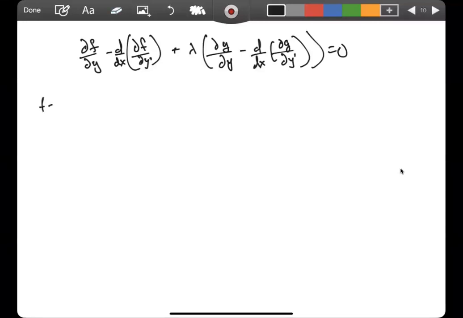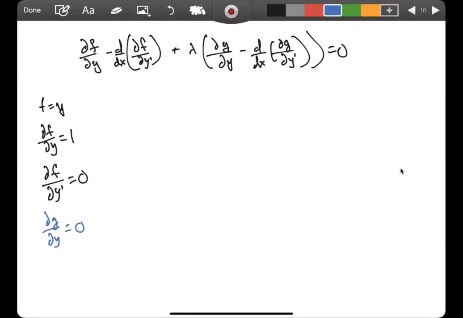We know f is simply equal to y, which means the partial of f with respect to y is equal to 1, but the partial of f with respect to y prime is equal to 0. Simultaneously, for g, we have the partial of g with respect to y equal to 0 because g has no y dependence. And the partial of g with respect to y prime is going to be 1/2 times 2 times y prime, all divided by the square root of 1 plus y prime squared. My 2's are going to cancel. So let's plug that in.